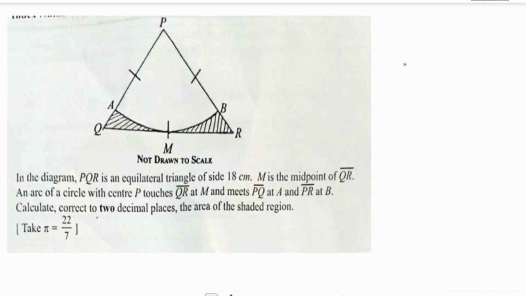Let's look at this question. It says that in the diagram, PQR is an equilateral triangle of side 18 centimeters. M is the midpoint of QR. An arc of a circle with center P touches QR at M and meets PQ at A and PR at B. Calculate, correct to 2 decimal places, the area of the shaded region.